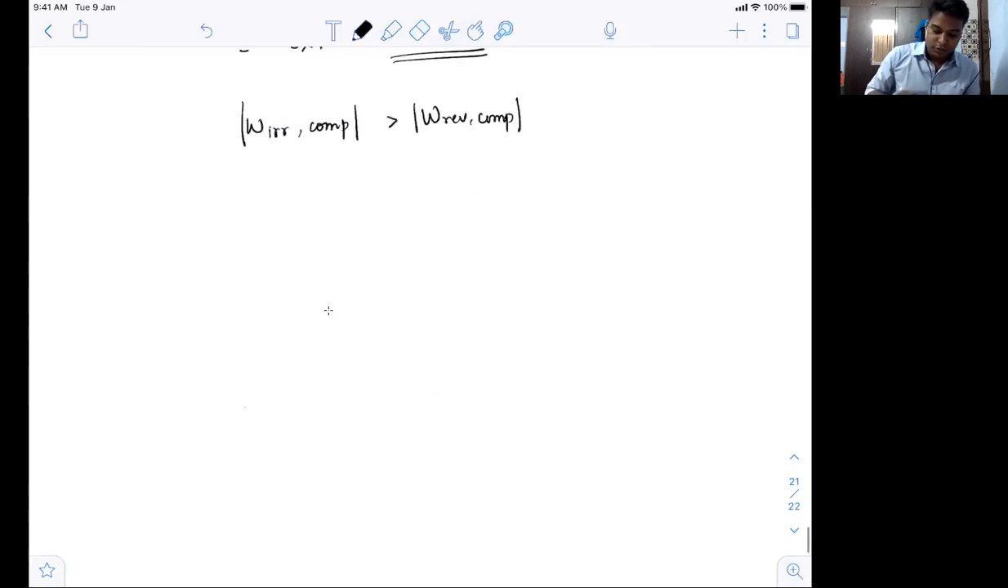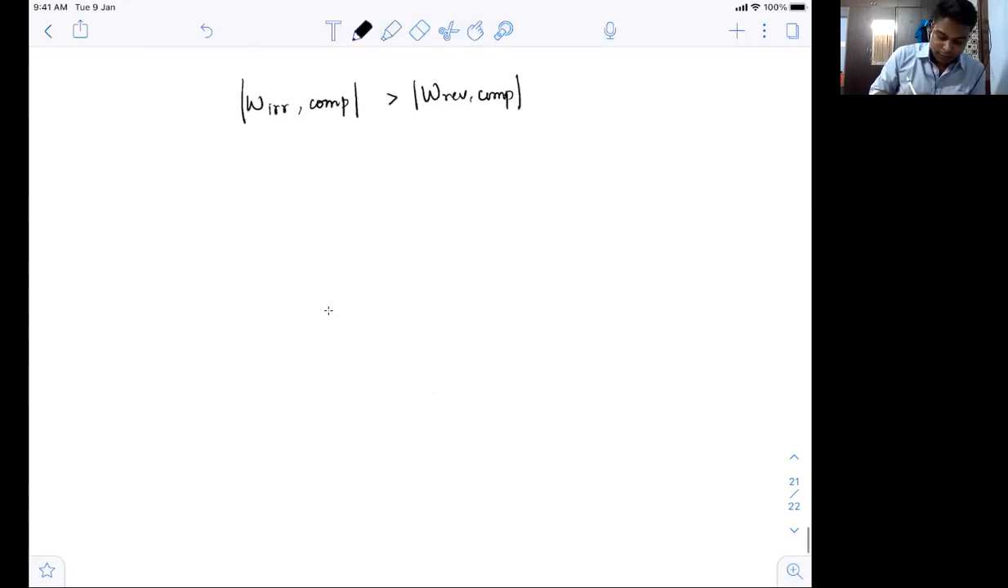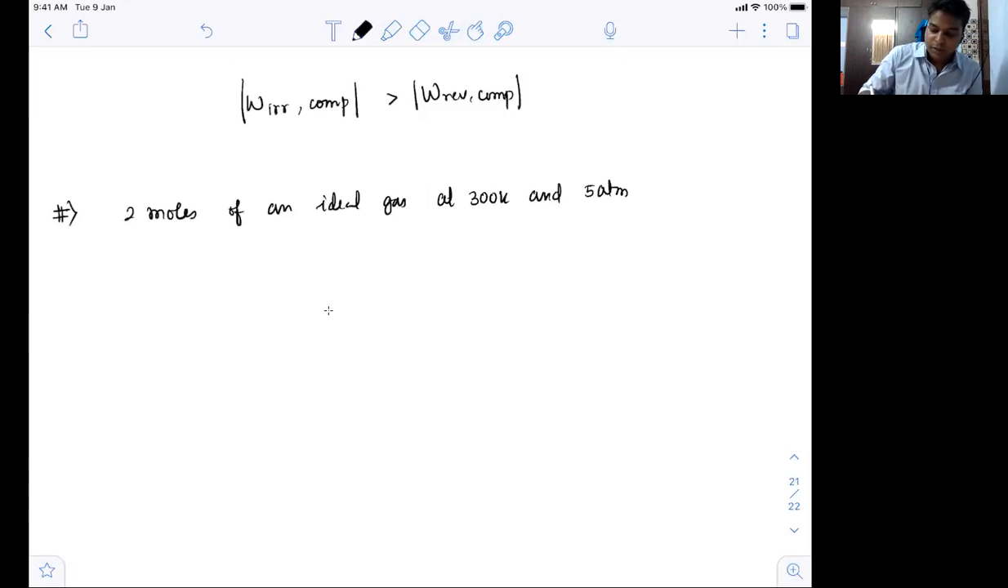So let us do one more question now. Last question. If we take 2 moles of an ideal gas at 300 kelvins and 5 atm, it is expanded adiabatically to P final of 2 atm against P external of 1 atm.